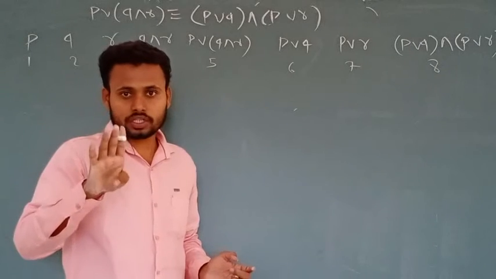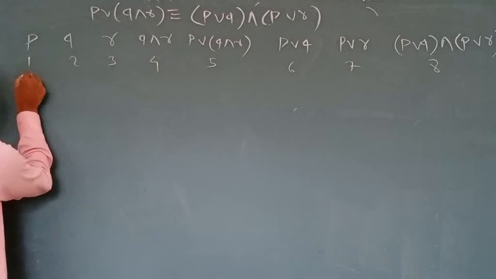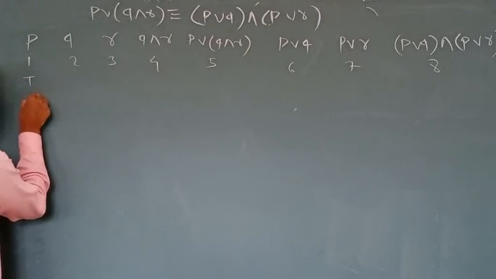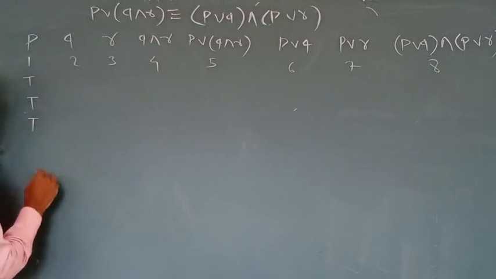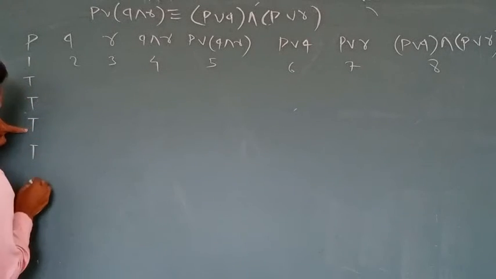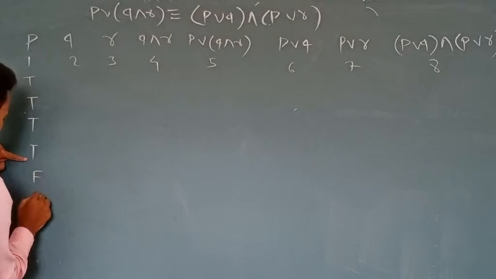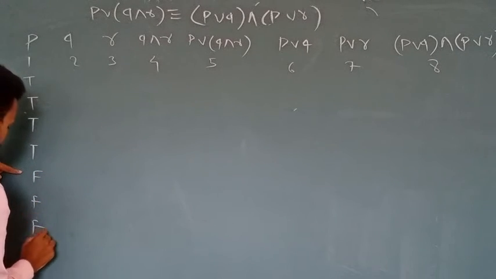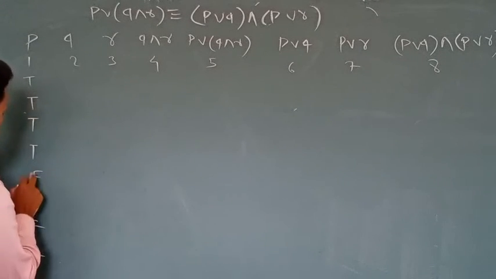Half of 8 is 4. Therefore first, here T, then next T, then next T, 4 times T, 1 2 3 4, and then 4 times false. This up, these also up, these also up, and these also up. 1 2 3 4, 1 2 3 4.